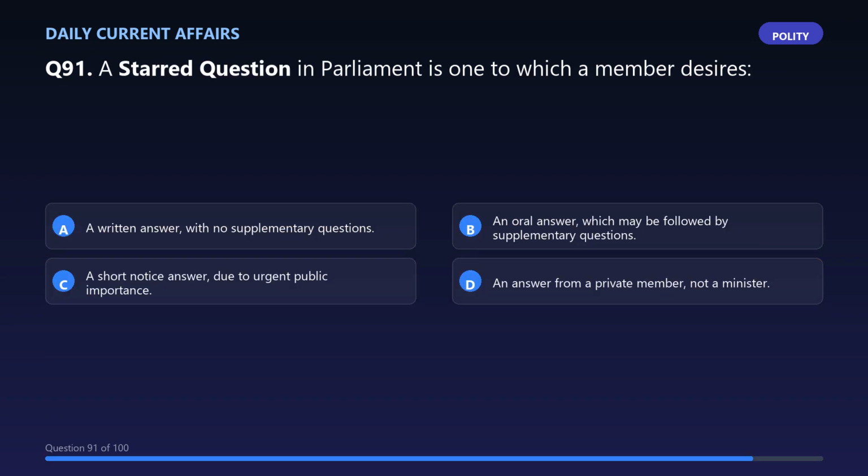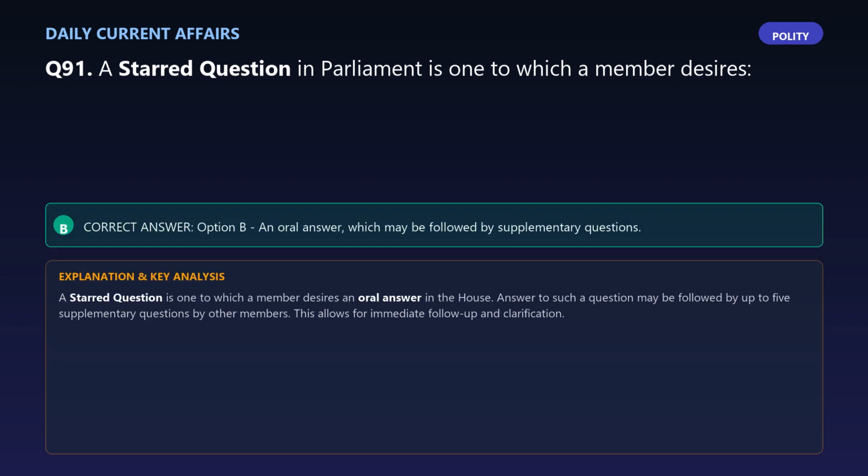Question 91. A starred question in Parliament is one to which a member desires... The correct answer is option B, an oral answer, which may be followed by supplementary questions. Explanation: A starred question is one to which a member desires an oral answer in the House. Answer to such a question may be followed by up to 5 supplementary questions by other members. This allows for immediate follow-up and clarification.